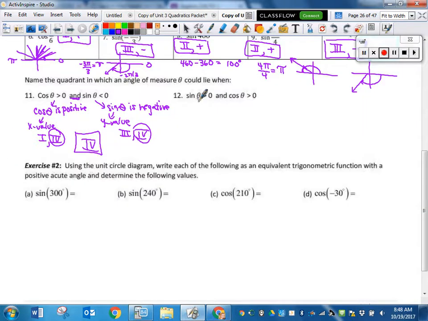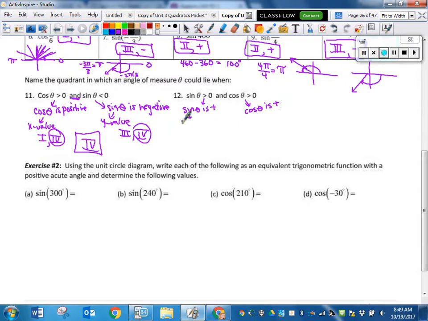So again, this is saying, I know you're greater than, less than. Sine theta is greater than 0. That means sine theta is positive. This is saying cosine theta is greater than 0. So that means cosine theta is positive.